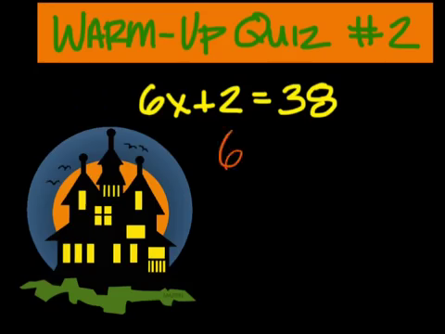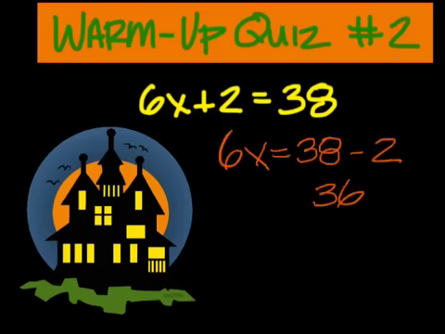Alright, so if you have to subtract 2 from the right side, that'll give you 36, and 6x equals 36, so x must be 6. Last one.